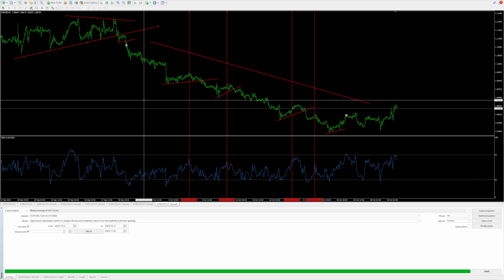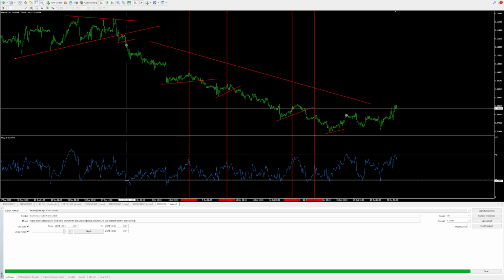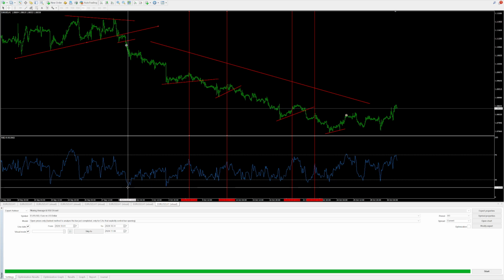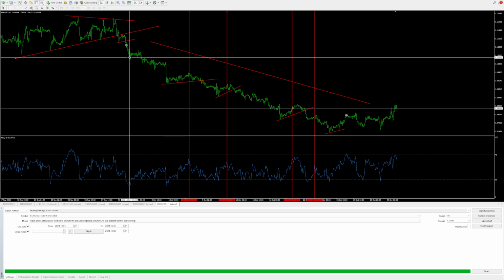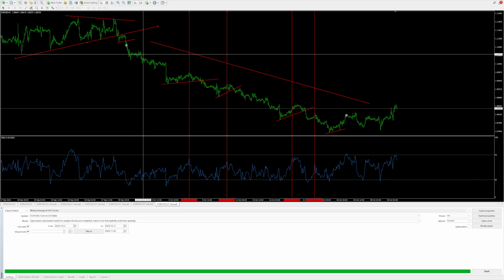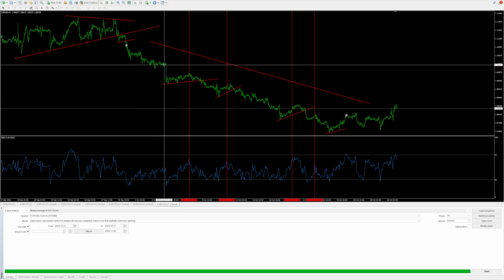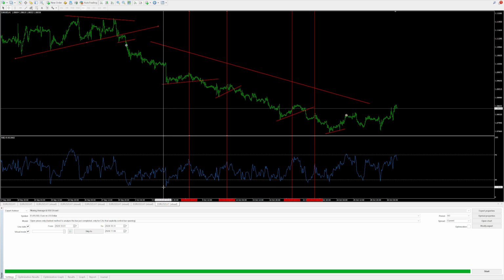So for example, this is extremely oversold here, and it wouldn't give you a sell signal because it's at the bottom of this move and you don't really want to sell at the low. You want to wait for your pullback and then perhaps a breakout. Same with here. Don't want to really sell at the low.